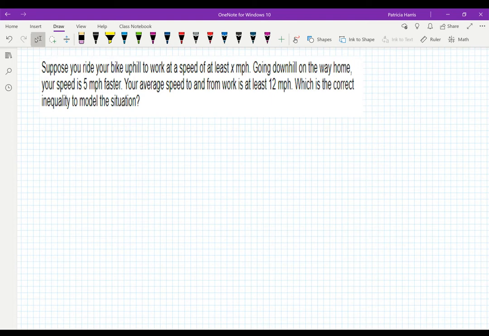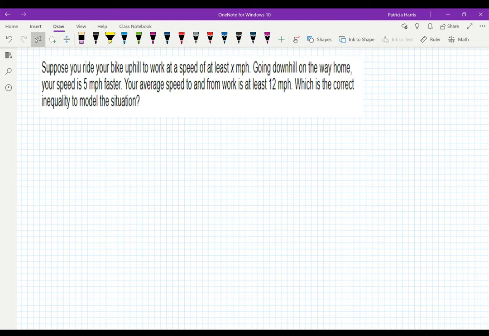Okay, so we're going to do a word problem now. And I will admit that this word problem is a little strange because you have to think of it as not a pure distance like 5 miles, 10 miles, 1 mile. You have to think of it as parts of your journey.